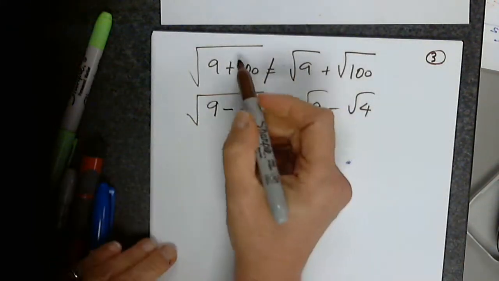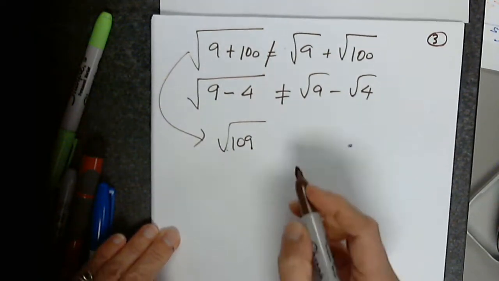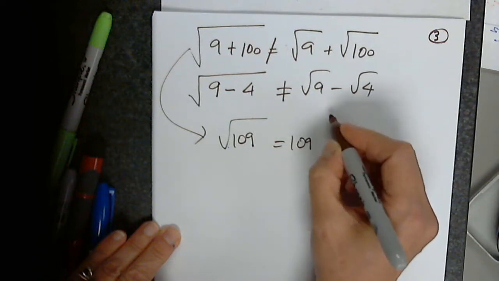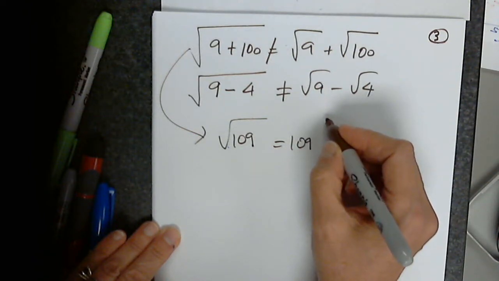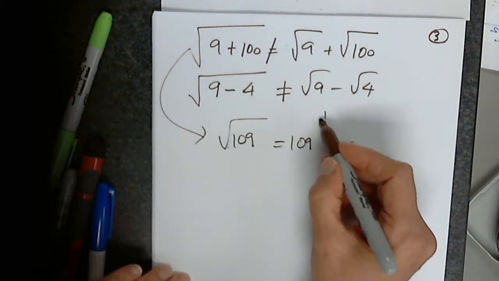So what is this side? This side is the square root of 109. And this is the same thing with 109 raised to which power? It's a radical, so the power has to be a fraction. 1/2.